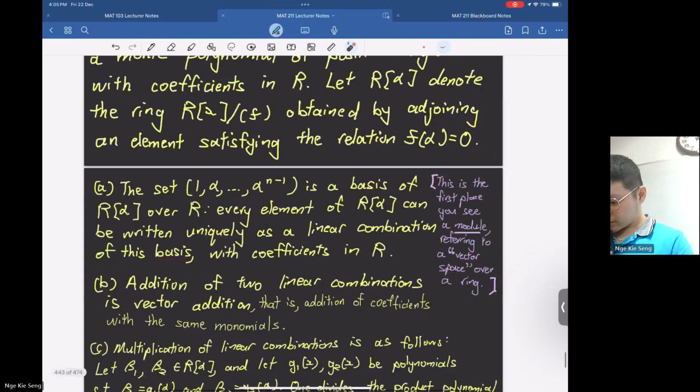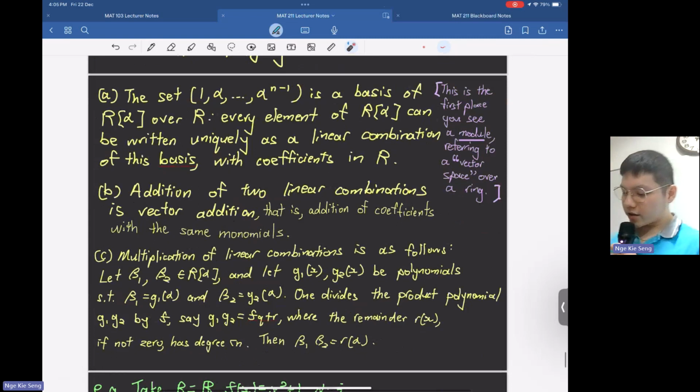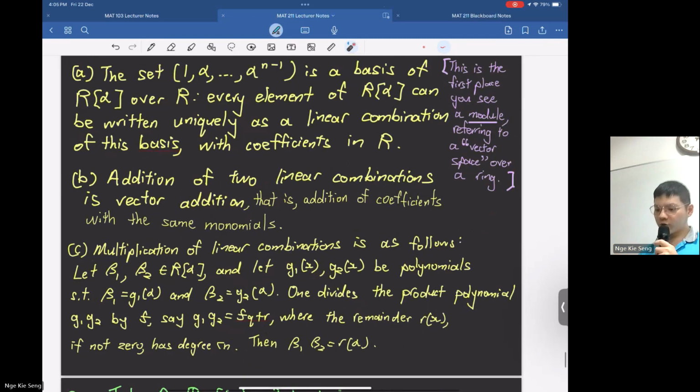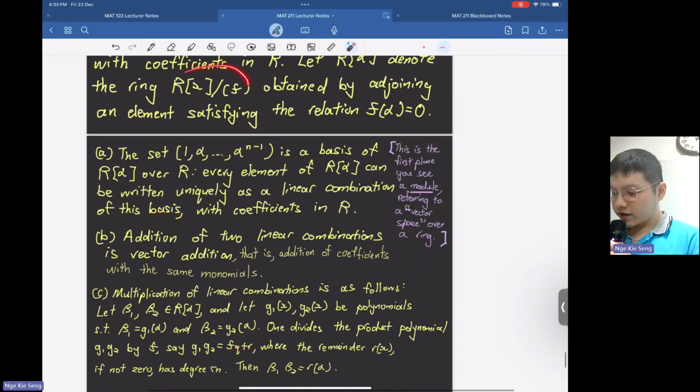Okay? And how to add two elements in this quotient ring here? Okay, we just add them by coefficient with the same monomial. Okay, how to multiply them together?